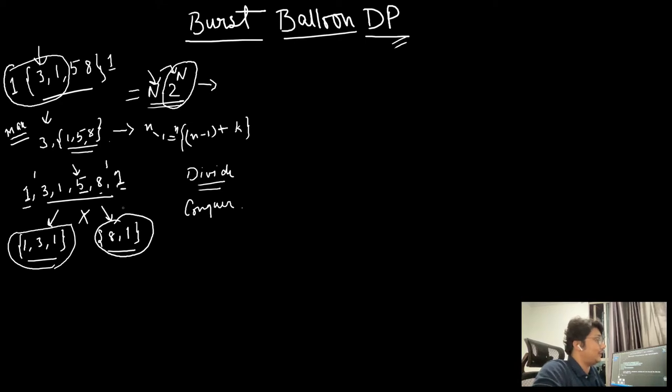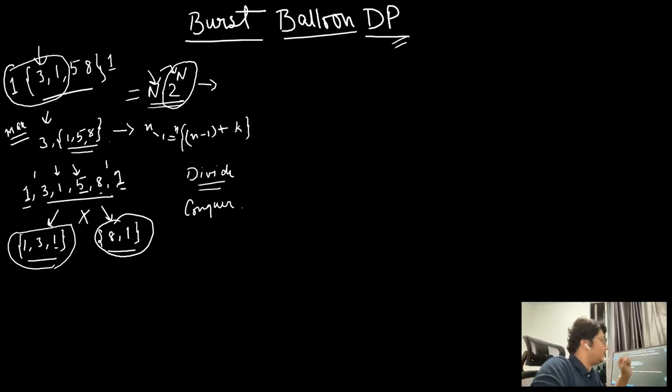There is one property in divide and conquer solutions: be it merge sort, quick sort, or any other standard divide and conquer algorithm, the basic property to apply divide and conquer is that the subproblems should be independent of each other. Now let's see if the subproblems are independent or not. Let's say we are going in the left subtree of this recursive solution, and now we are picking this balloon for the next burst. What should be the ideal scenario here? When you are bursting 5, the ideal scenario should be that it multiplies the left hand side and the right hand side.